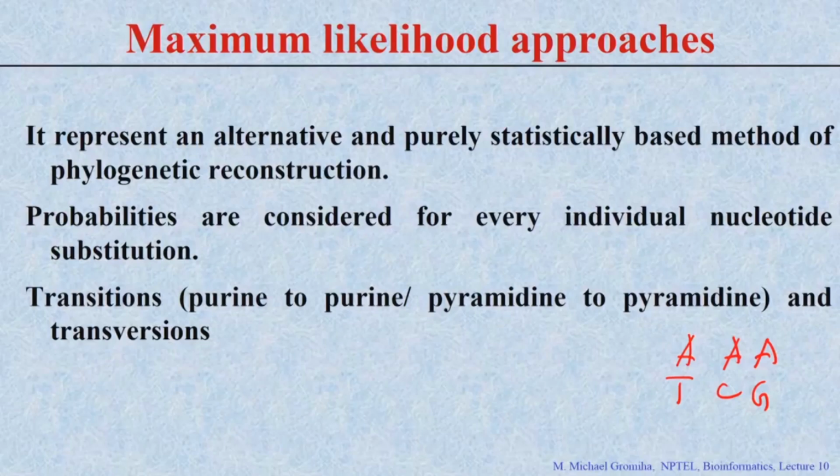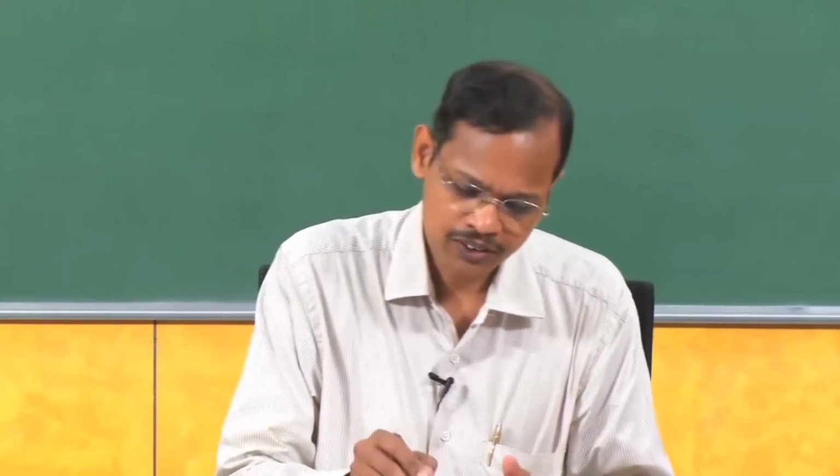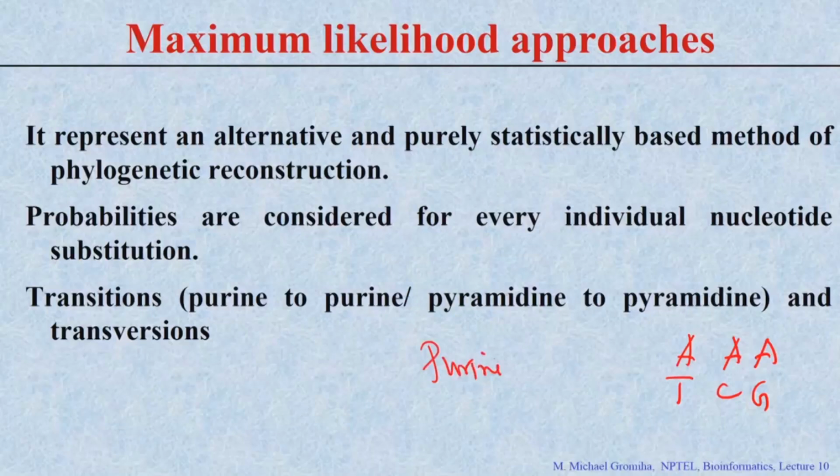In the maximum likelihood method, these are statistically based methods, and they give weightage. For example, in the case of nucleotides, what weightage do they usually give? Purine to purine and pyrimidine to pyrimidine, right, they give some weightage, and these are transitions. In the transversions, what is a transversion? Purine to pyrimidine or vice versa. In this case, we give more penalty, right. So, in the maximum likelihood method, they try to give weightage to transitions and transversions.